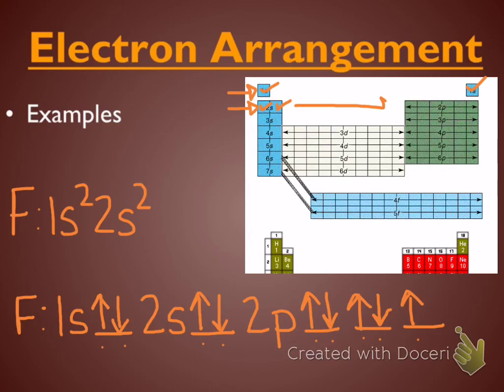We continue across the second row of the periodic table. We see that we are now in the 2p section, so we identify that by saying 2p. Then we count how many boxes over to fluorine: 1, 2, 3, 4, 5. So that becomes our superscript. To check our work, we add 2 plus 2 plus 5, which equals 9, and 9 is fluorine's atomic number.